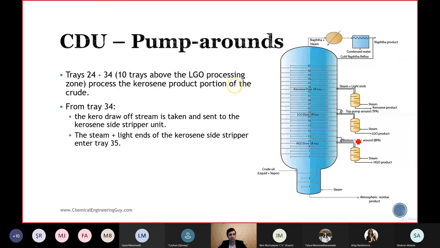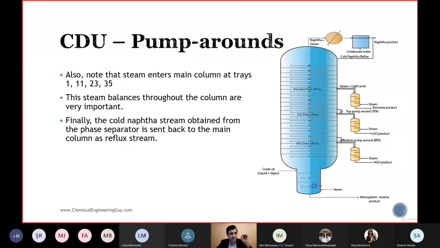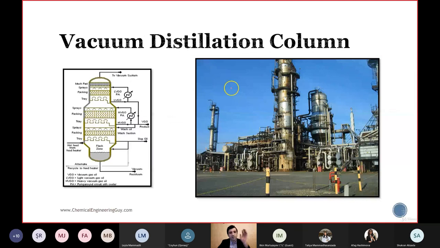Vacuum distillation column. Okay. Just 3 minutes, I will finish the vacuum distillation column. I know it is already iftar time in Baku.